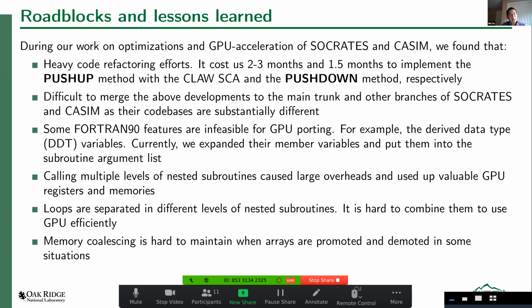And the loops are separated in different levels of nested subroutines, so it is hard to combine them to use the GPU efficiently. And memory coalescing is hard to maintain when arrays are promoted and demoted in this kind of situation. So we have multiple levels of nested subroutine structure.